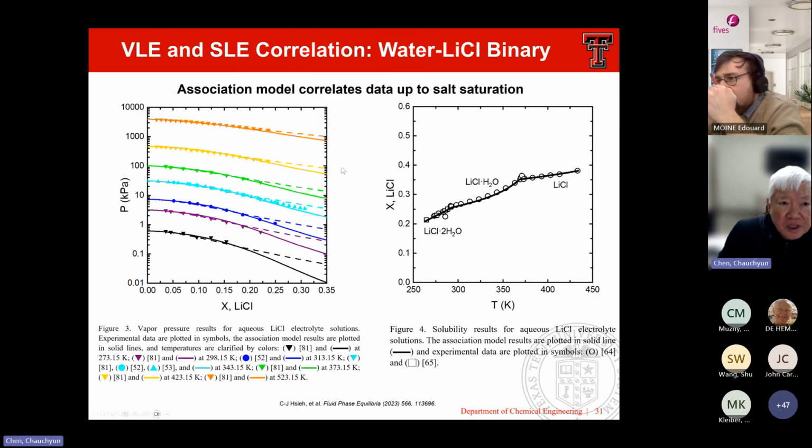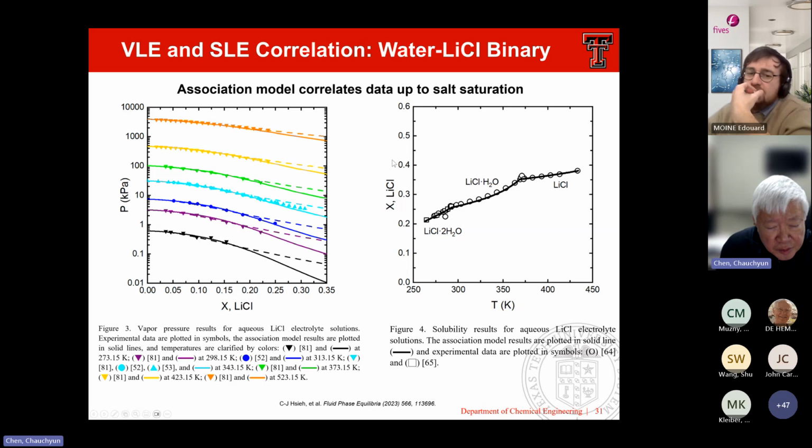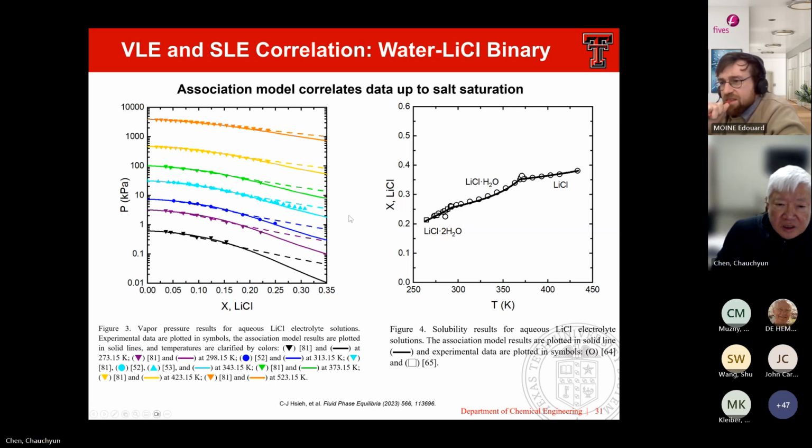So coming back to the lithium chloride solution, it now represents the mean ionic activity coefficient and osmotic coefficient and so on. But for process simulation, we care about the vapor pressure of water in lithium chloride solution. Here I show the comparison between the NRTL model in dashed line and the association model. And for the first time, we can now represent the vapor pressure of aqueous lithium chloride solution.